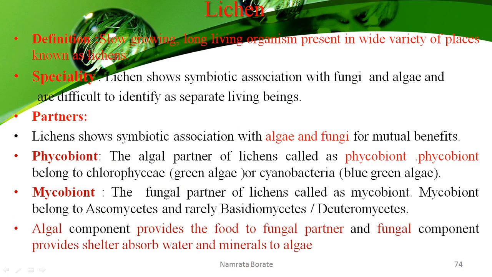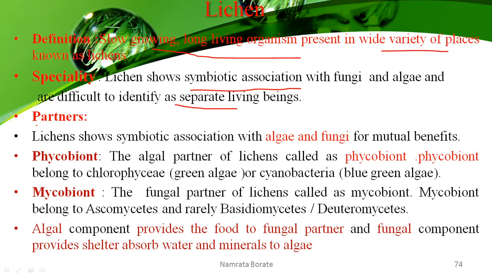Lichens are slow-growing, long-living organisms present in a wide variety of places. What's a special characteristic of lichen? The lichen shows a symbiotic association of fungi and algae. Both components are present in the lichen, but it is very difficult to separate them.